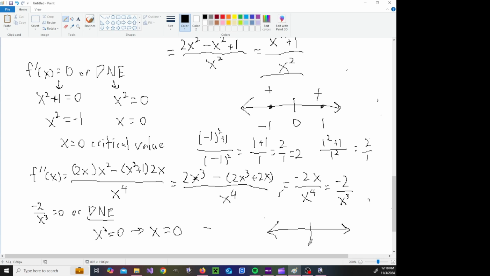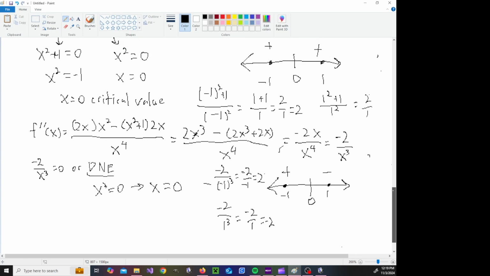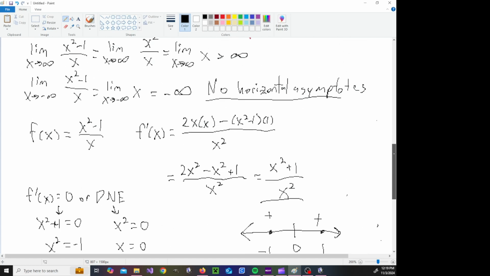So when I draw the number line, I want to figure out what I am to the left and to the right of 0. So let me plug in negative 1. That gives me negative 2 over negative 1 cubed, which is negative 2 over negative 1, which is 2, positive, right? And now I do negative 2 over positive 1 cubed to get negative 2 over 1, which is negative 2, which is negative at positive 1. So I am concave up to the left of 0, but concave down to the right of 0.